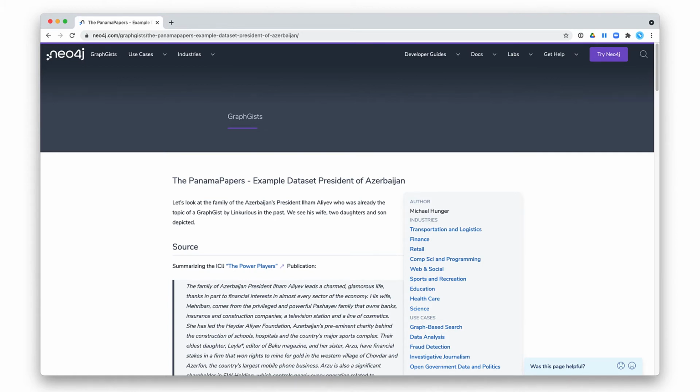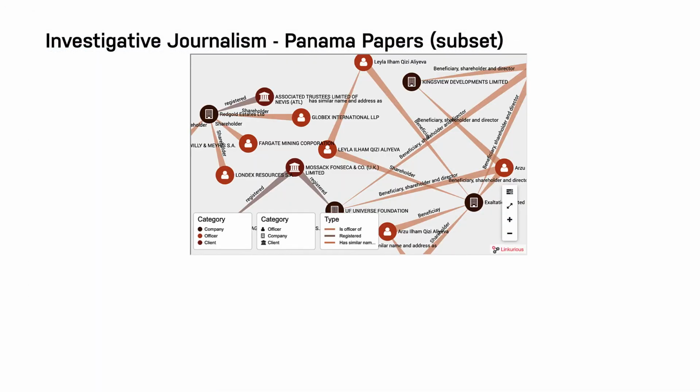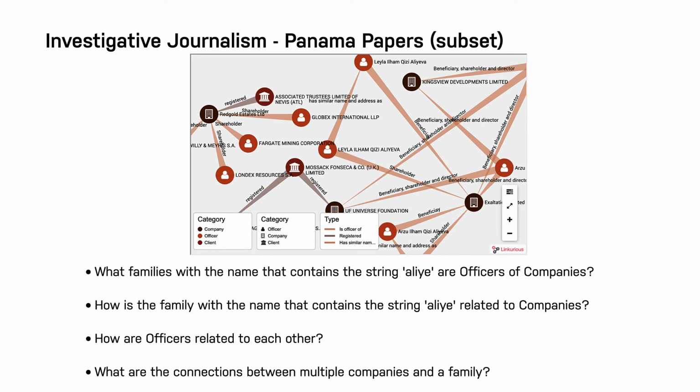The purpose of this graph was to identify possible corruption based upon the relationships between people, companies, and most importantly, financial institutions. We have a subset of the Panama Papers investigation in a Neo4j GraphGist, representing the family of Azerbaijan's president, Ilham Aliyev. The purpose of this graph is to enable one to answer these questions.